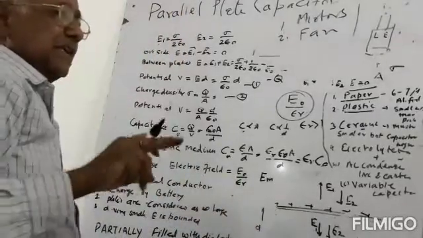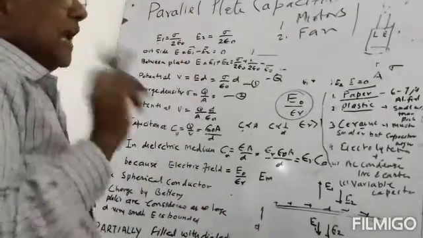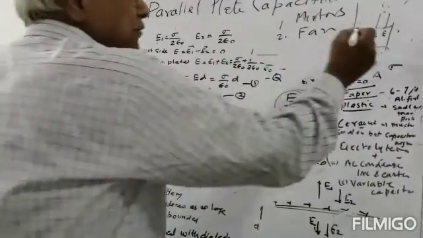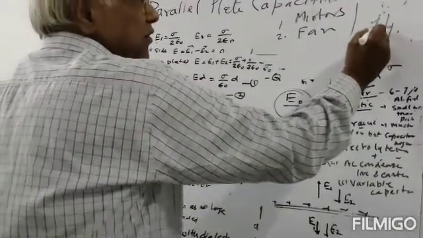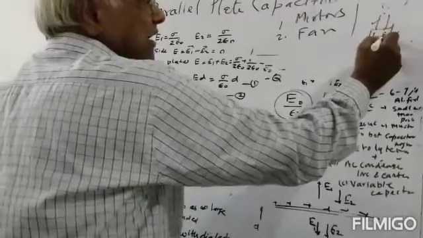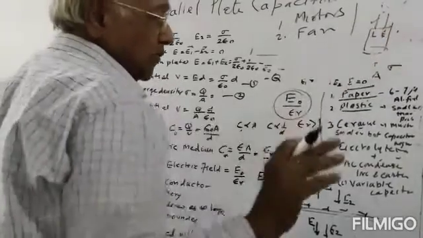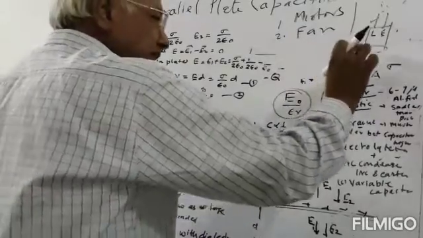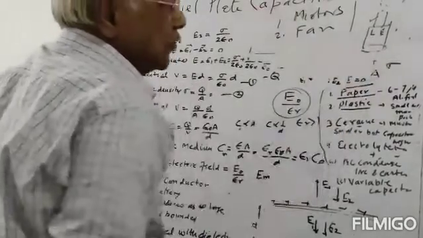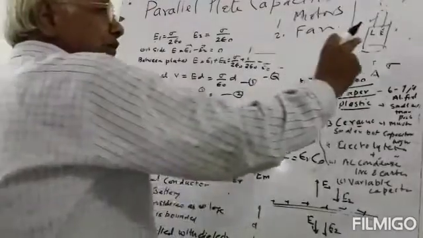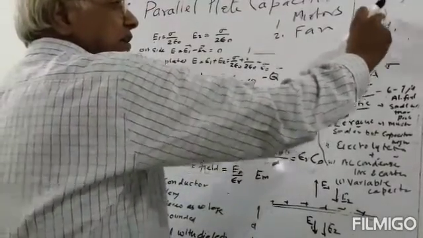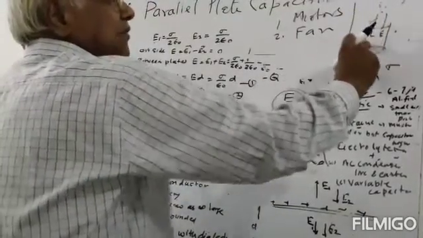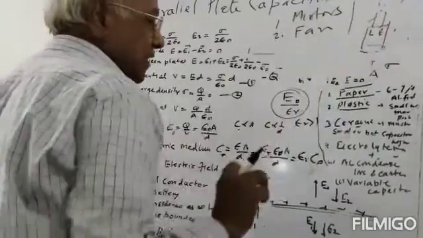So in AC we have two points. One is the light and another is the earth. So we have to connect light to this point and earth to this point, because in AC there is no positive and negative. But for this condenser we have to connect the earth to the earth point and light to the light point.